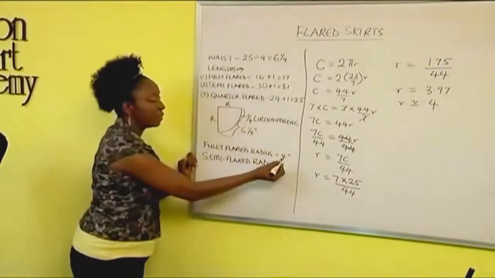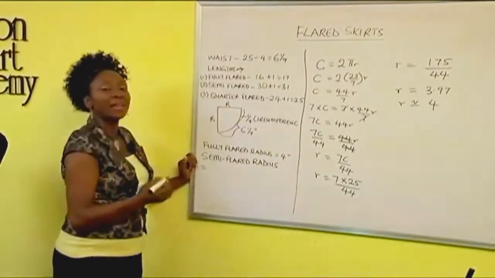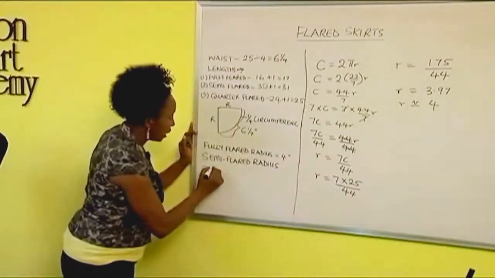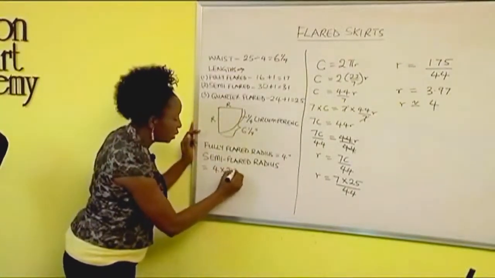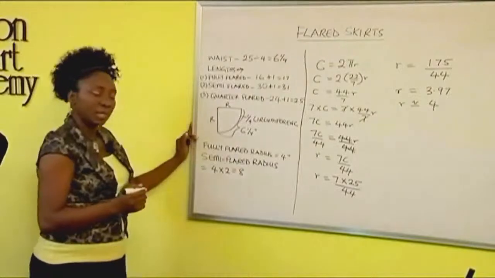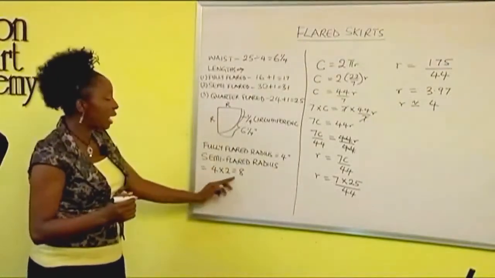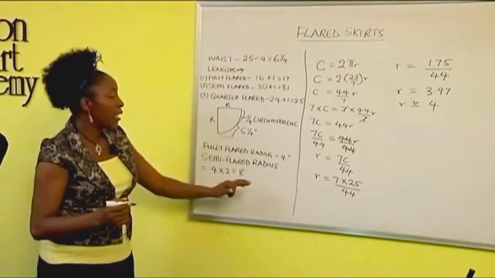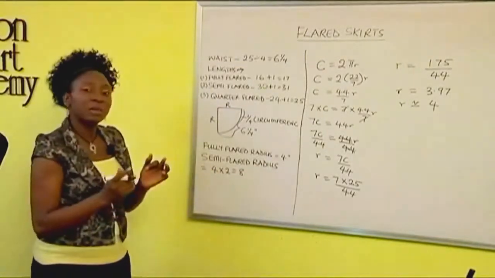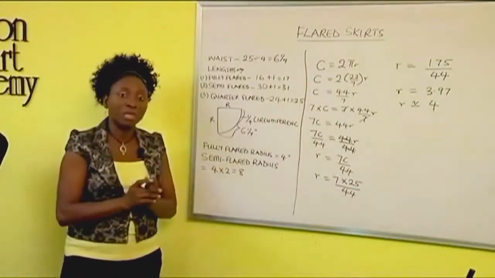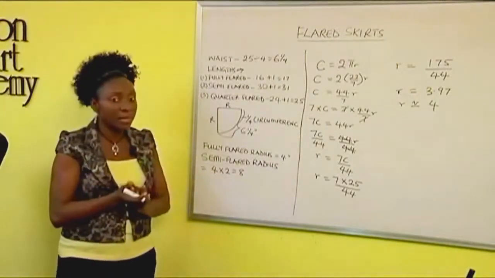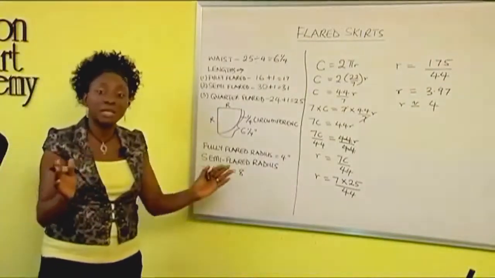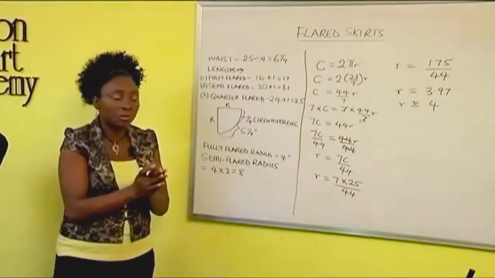what I would do is take this 4 inches I have here, and all I do is multiply it by 2. That's 4 times 2 will give me 8. That's what I'm going to use. I'm going to use 8 inches for my semi-flared radius. I'm not going to use 4 inches. Now, for my fully flared radius, I'm going to take my fabric and fold it into 4, lengthwise and widthwise. But for my semi-flared skirt, all I have to do is just fold my fabric into 2, just widthwise, that's all.